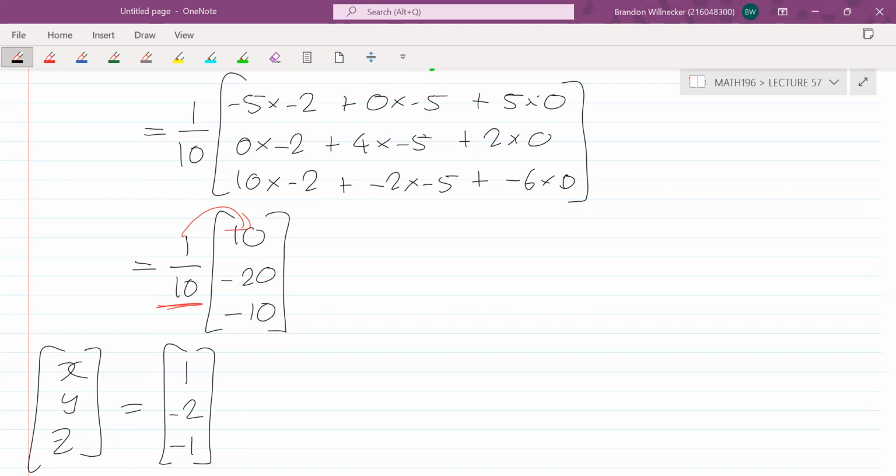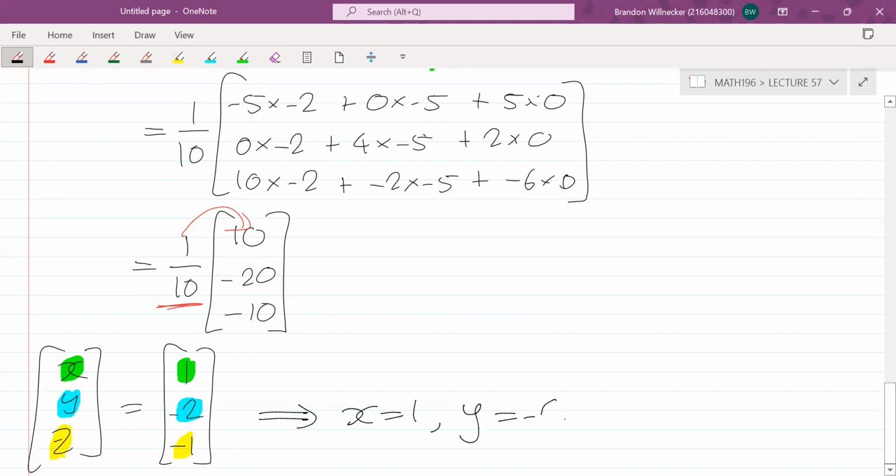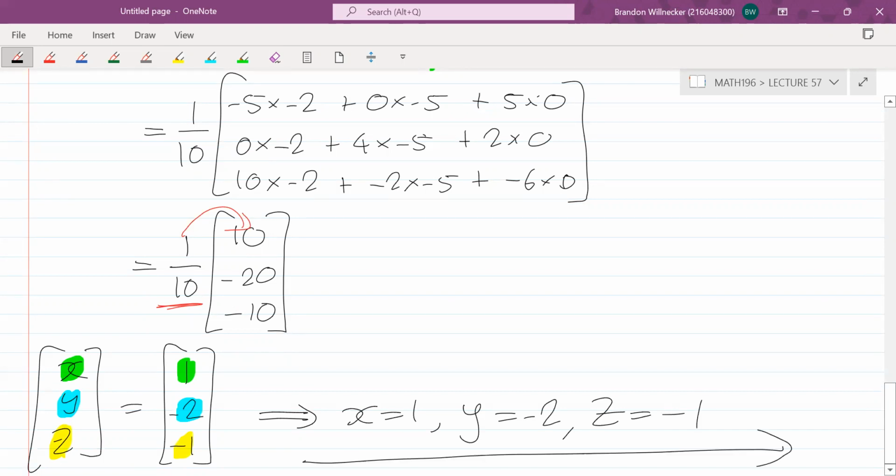Okay, now you can leave your answer like this as a column matrix, or you could just read off the entries. So we know x, that's the first one, y, that's the second one, and z, that's the third one. So you could just say x equals 1, y equals -2, and z equals -1. Okay, but either way is fine. You can leave it as a column matrix, or you can write out your solutions x, y, z. I'm happy with either way.